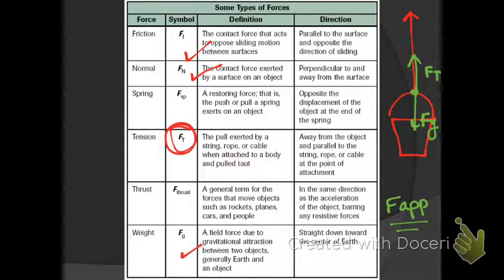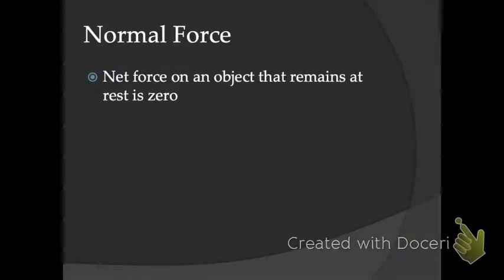When we talk about normal force, we need to understand, first and foremost, it's most of the time a vertical force, right? Because if something is sitting on a surface, the surface is exerting a force upward. This is just a reminder, we've already talked about this, but the net force on any object that remains at rest is 0. So if my object is not moving, the net force is 0.